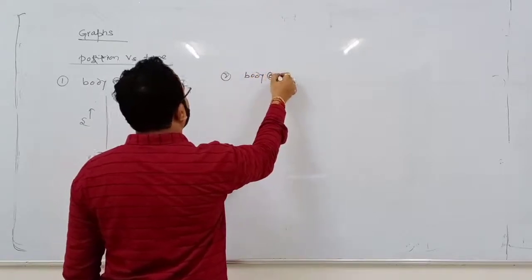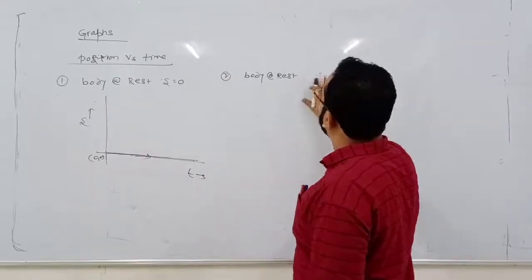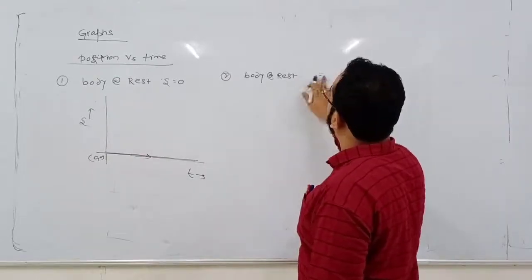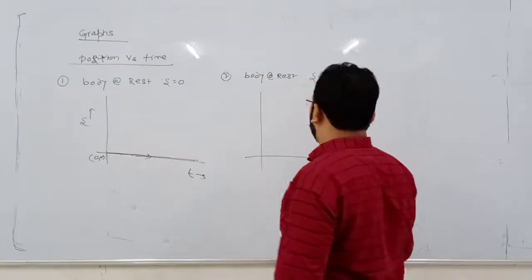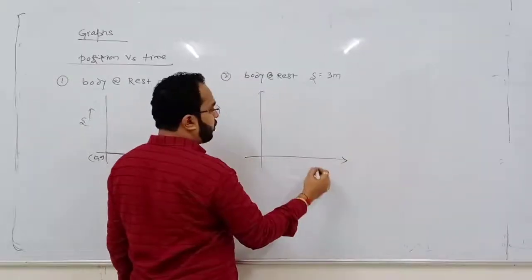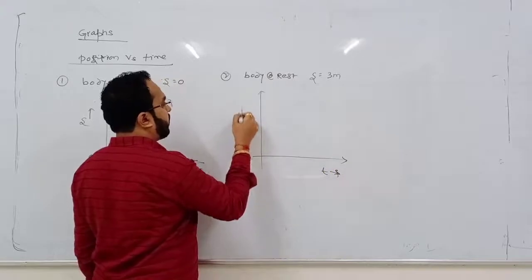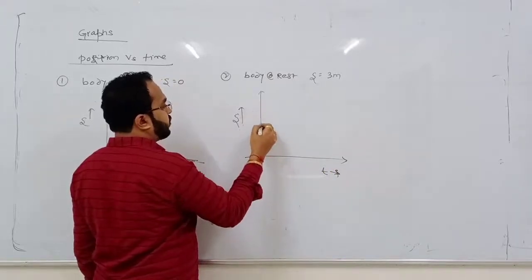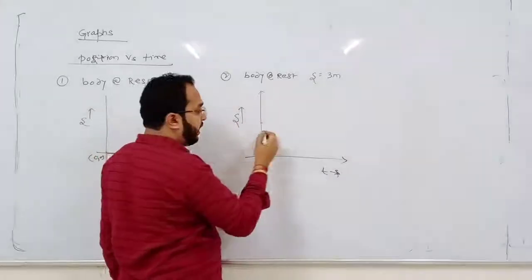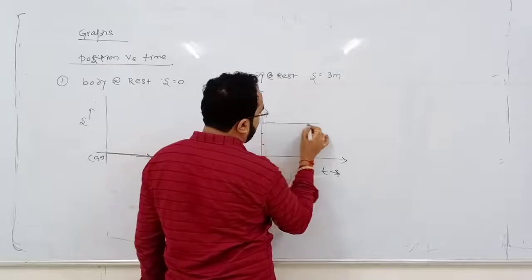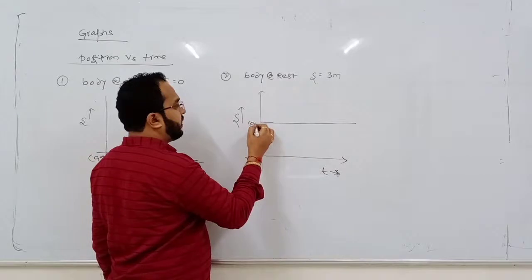Next, body at rest. कुठं आहे? s is equal to 3 मीटर. म्हणजे बॉडी मूव होत नाही. As time increases body will not move. So 1, 2, 3. So s is equal to 3 always. Time can't be negative. Don't go on negative axis. Time is not negative. So this is the curve, 3, 0, 0, 3.